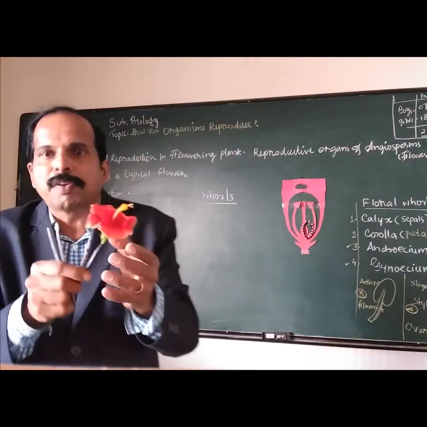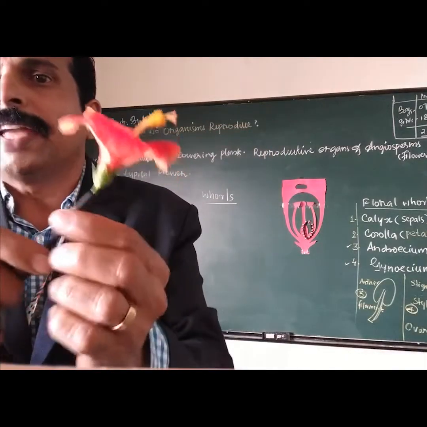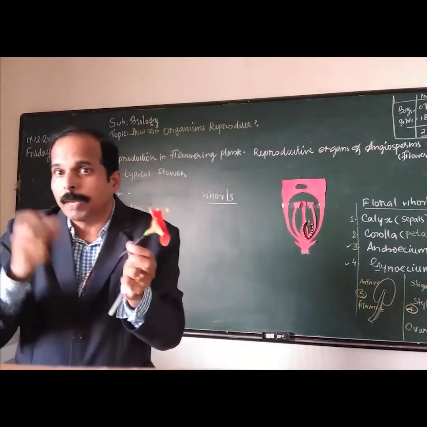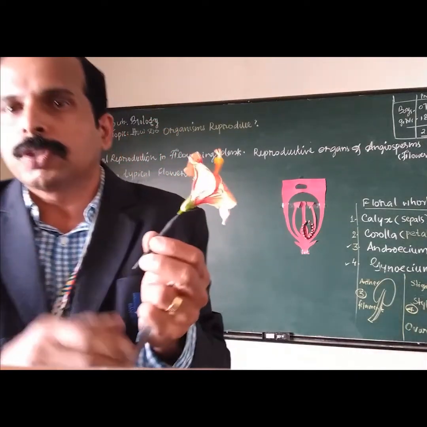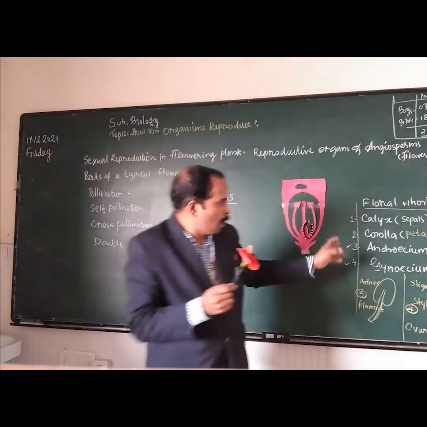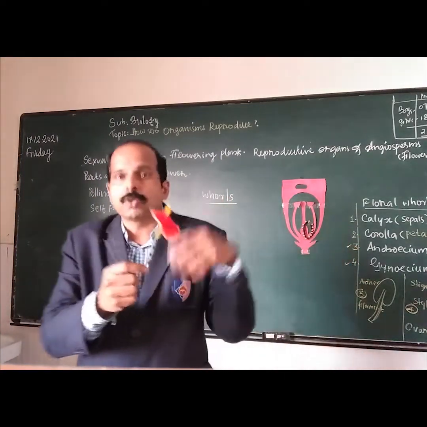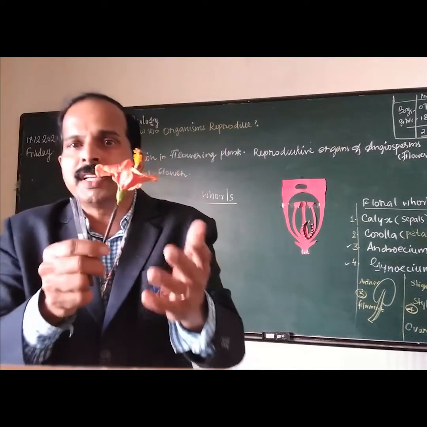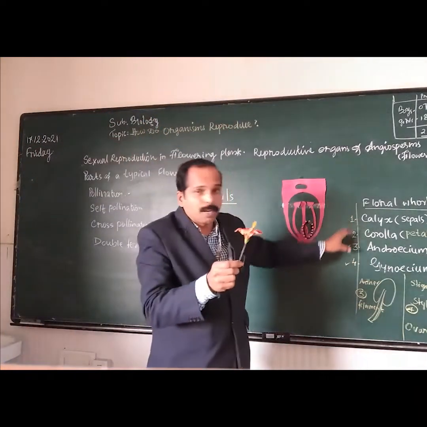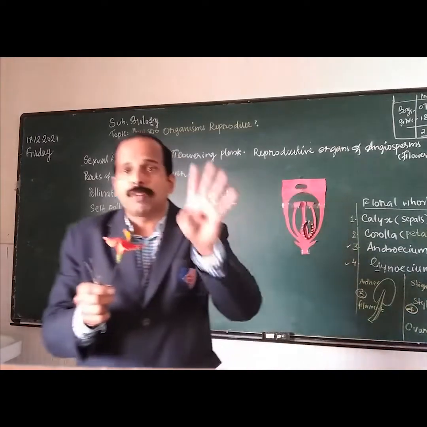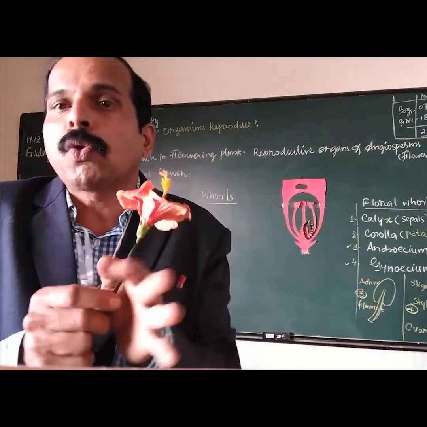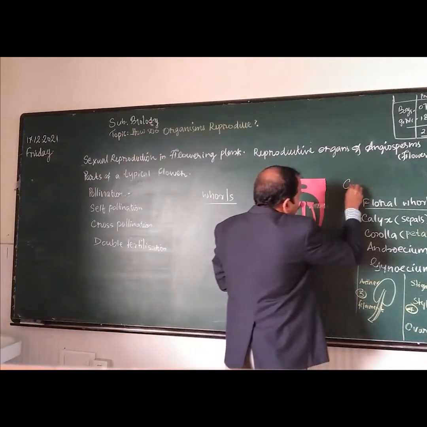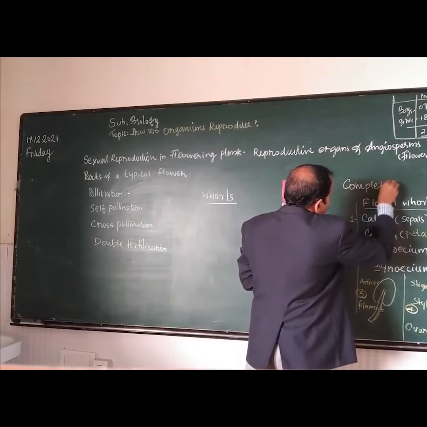It will protect the flower when it is in the bud stage. And being green, it will also perform the function of photosynthesis to help with food material preparation. So the function of the calyx is protection and nutrition of the growing bud. When the flower is fully grown, the calyx will sometimes remain. If all 4 floral whorls are there in a flower, we call it a complete flower. So what is a complete flower? I am writing here: complete flower.